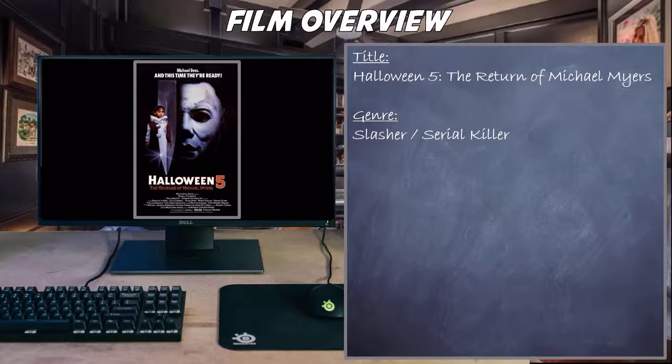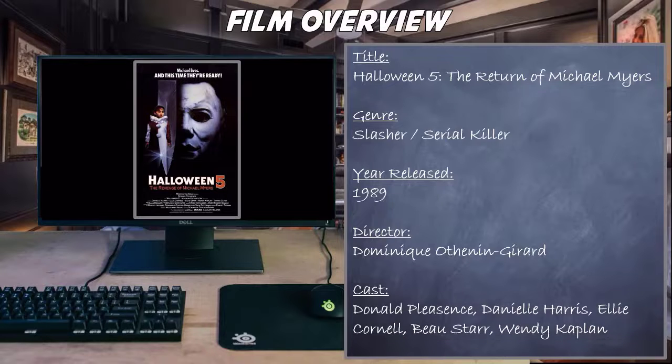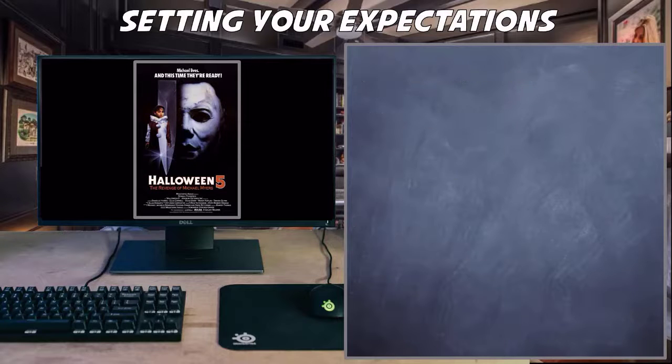This is of the slasher serial killer genre. It was released in the year 1989, so released only a year after Halloween 4. Directed by, and I'm going to mispronounce this, but I'm going to try anyway, Dominique Othenin-Girard. And the cast includes, once again, Donald Pleasance, once again, Danielle Harris, once again, Ellie Cornell, plus Bo Starr and Wendy Kaplan.